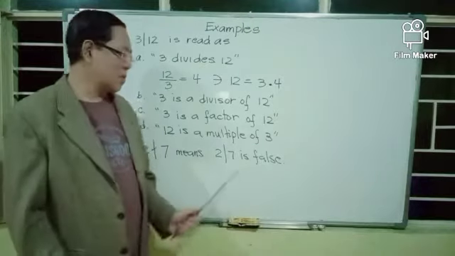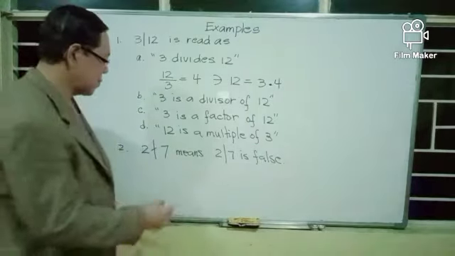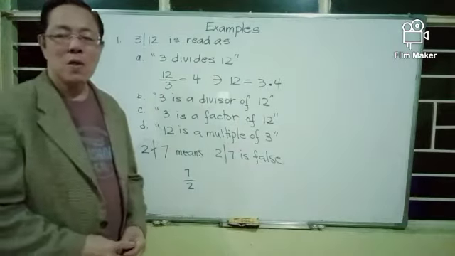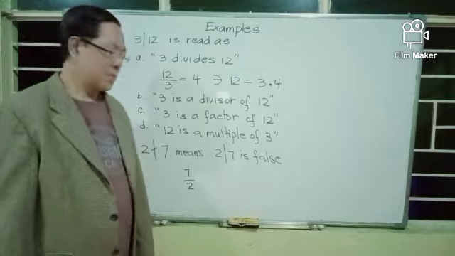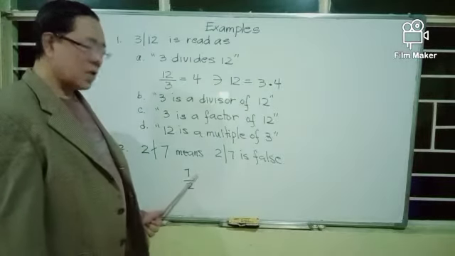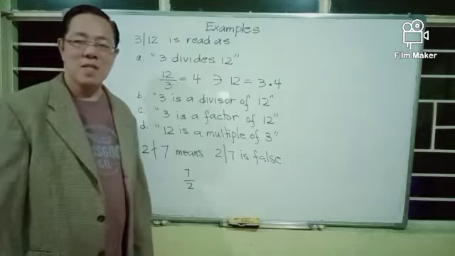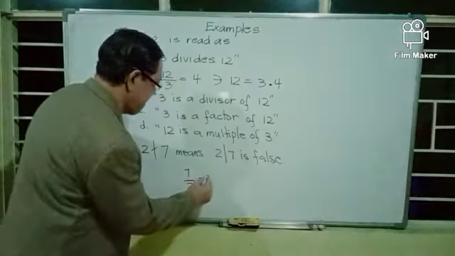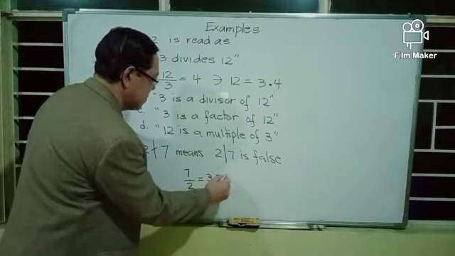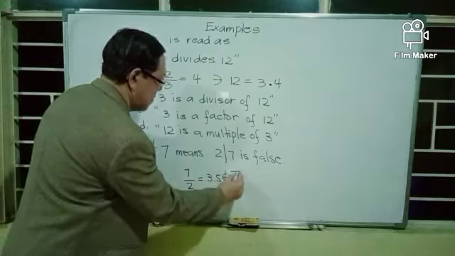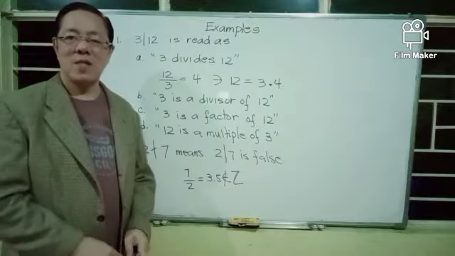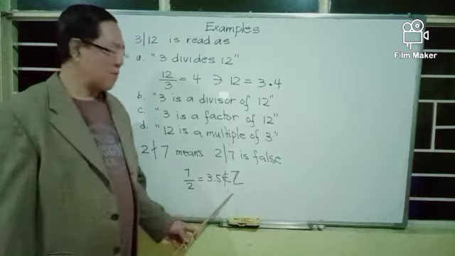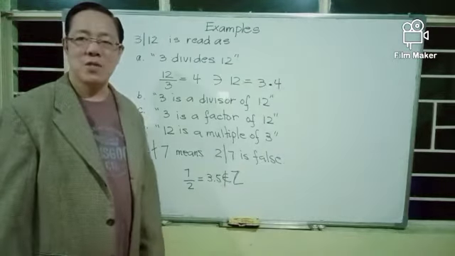Because if you try to divide 7 by 2, there is no integer. You can divide 7 by 2, but the answer is not an integer. The answer is 3.5. And 3.5 is not an integer. 3.5 is not an element of the set of integers.